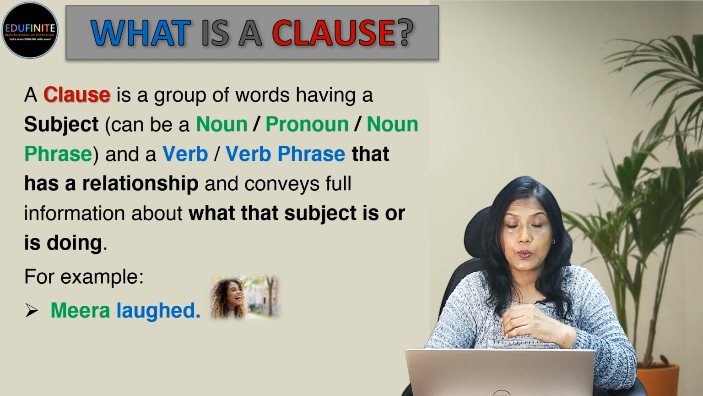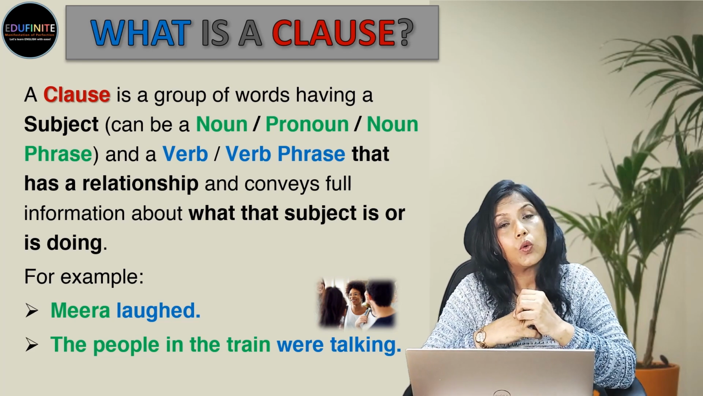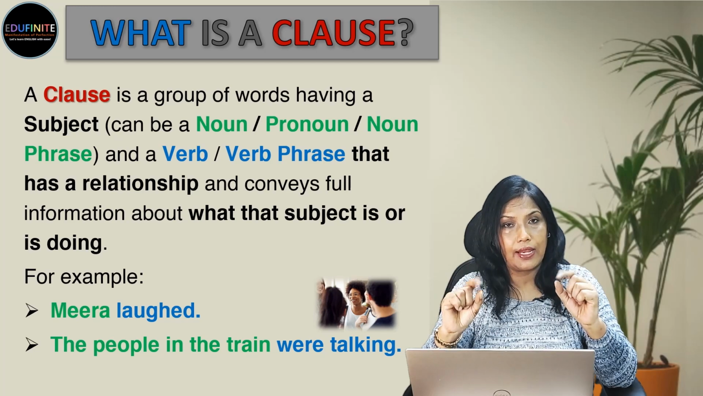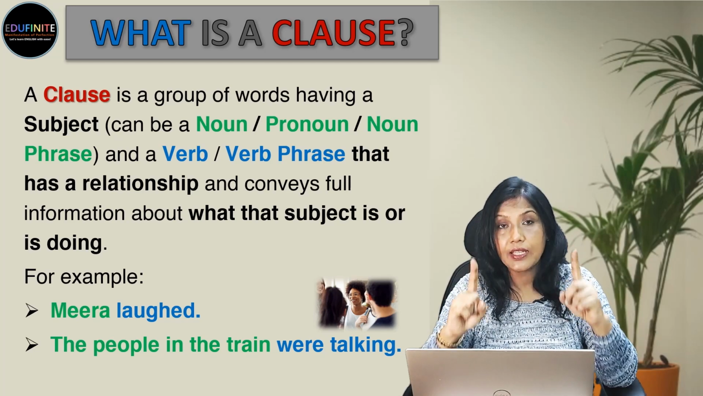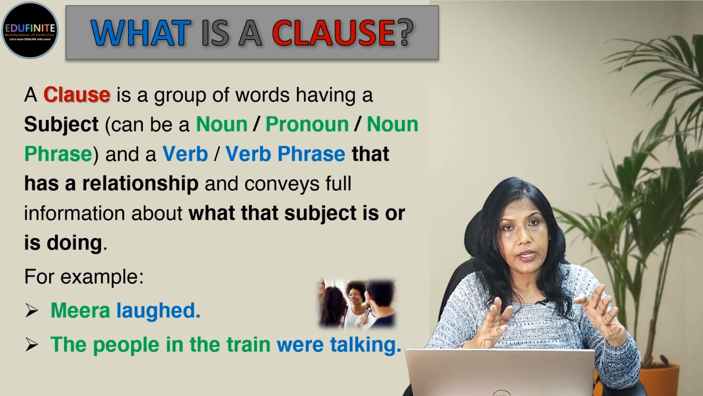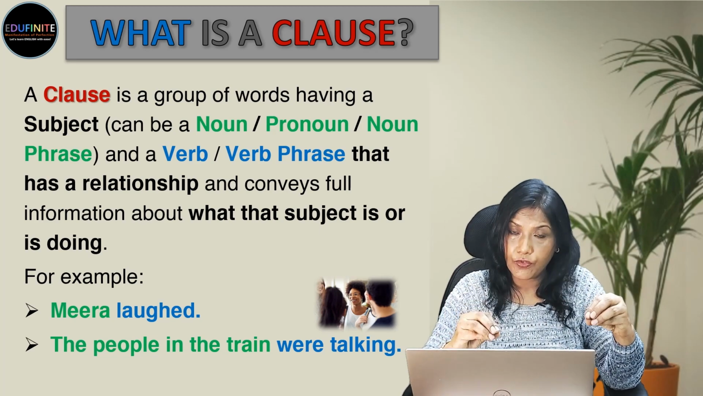Okay, the next one. The people in the train were talking. So, the people in the train is the phrase. This is the noun phrase because this is the subject. The subject is always a noun, and since this is a phrase, this is a noun phrase.